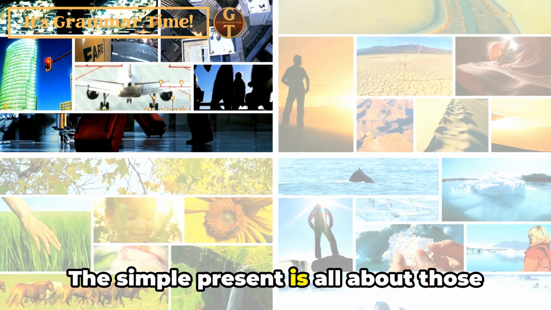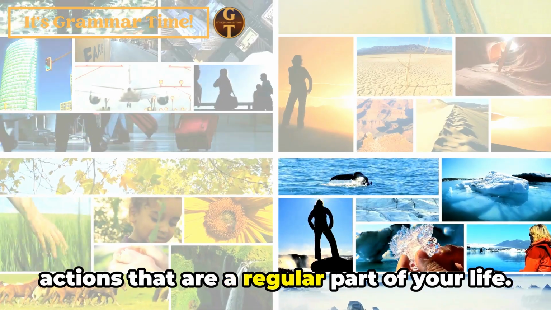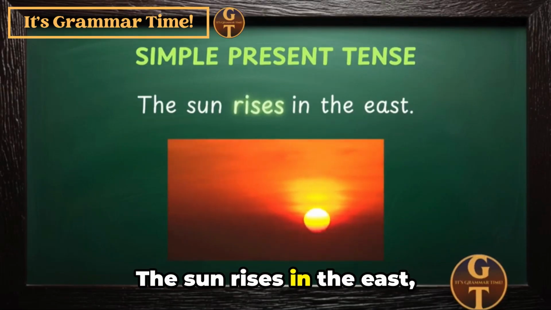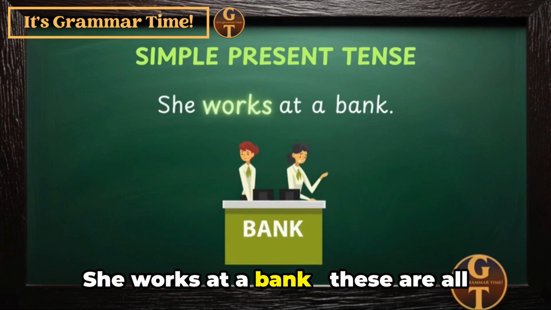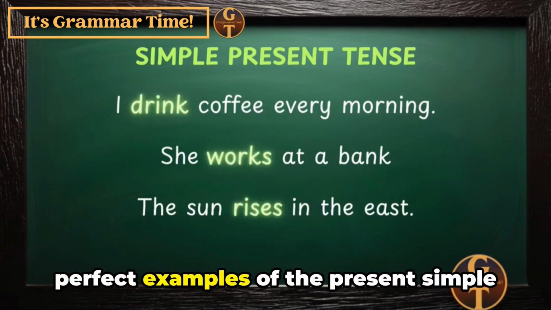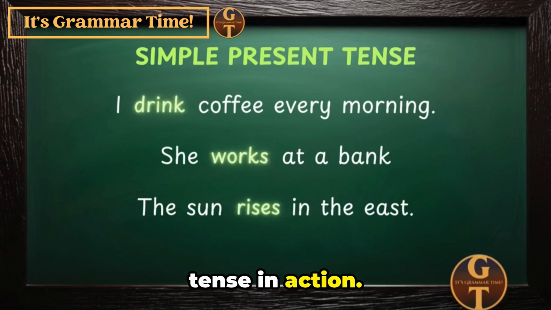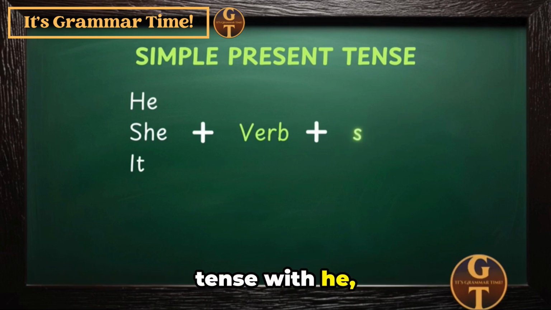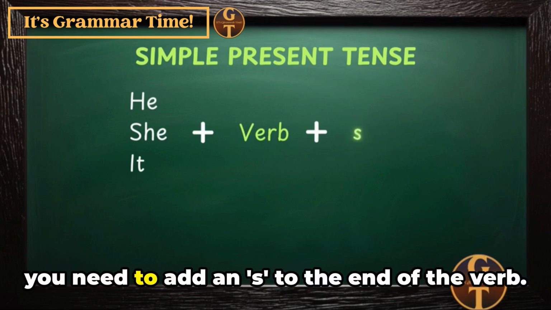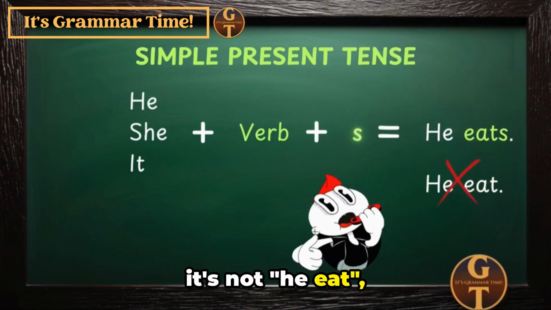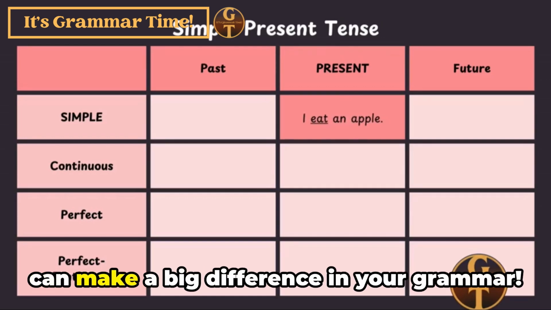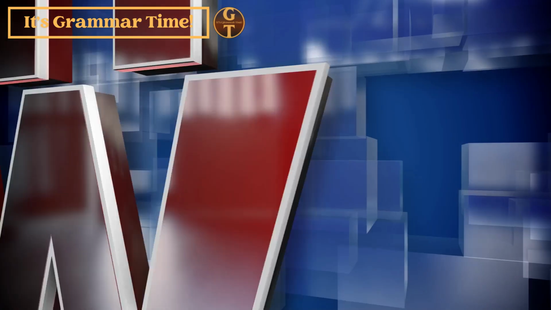The simple present is all about those actions that are a regular part of your life. I drink coffee every morning. The sun rises in the east. She works at a bank. These are all perfect examples of the present simple tense in action. Don't forget, when you're using the present simple tense with he, she, or it, you need to add an S to the end of the verb. So, it's not he eat, it's he eats. It's a small but important detail that can make a big difference in your grammar.